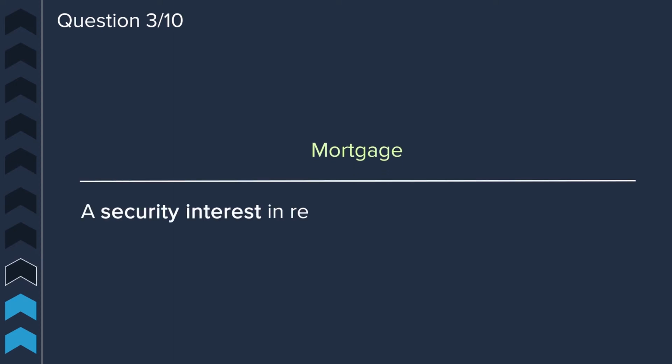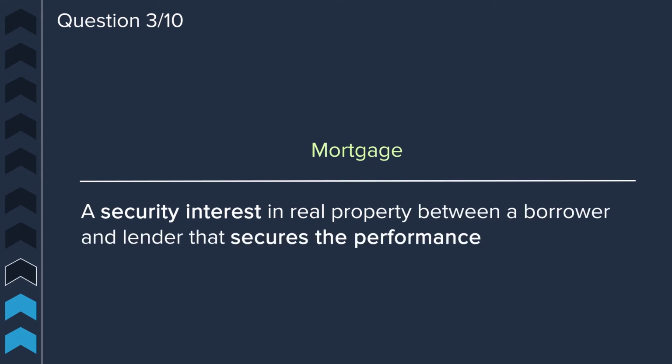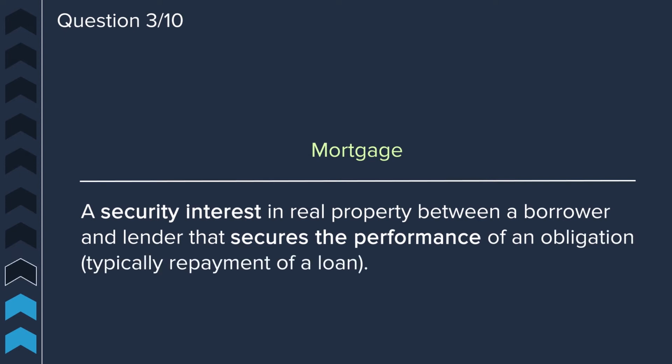Question 3. What is a mortgage? A mortgage is a security interest in real property between a borrower and a lender that secures the performance of an obligation. Typically, that obligation is the repayment of a loan.